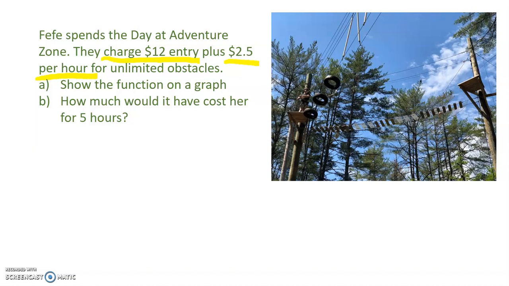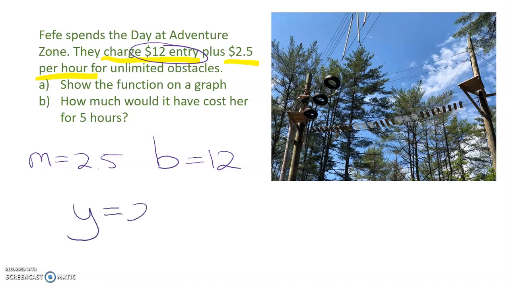So we know that our slope, or m, equals 2.5. And the 12 entry is a fixed cost, so that is our b value. So to write that as an equation, it would be y equals 2.5x plus 12. Now, as this is a word problem, we need to define y and x. What do they actually represent?